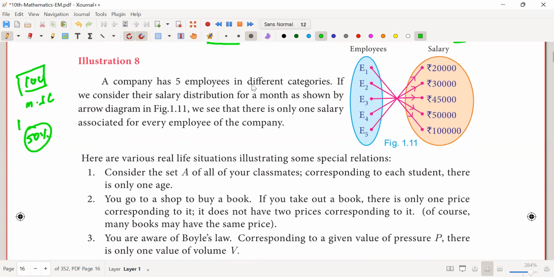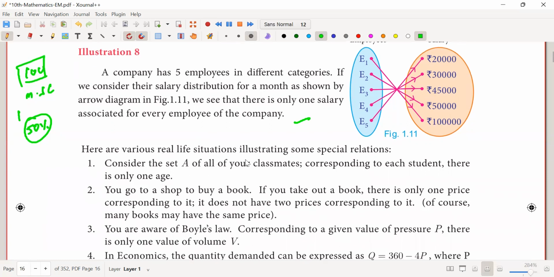A company has 5 employees in different categories, namely E1, E2, E3, E4, and E5, and the salaries. If we consider the salary distribution for a month as shown in arrow diagram 1.11, we see that there is only one salary associated with every employee of the company. There are no 2 salaries associated, isn't it? Only one will be associated with every employee. All right. This employee won't be getting 20,000 and again 30,000.